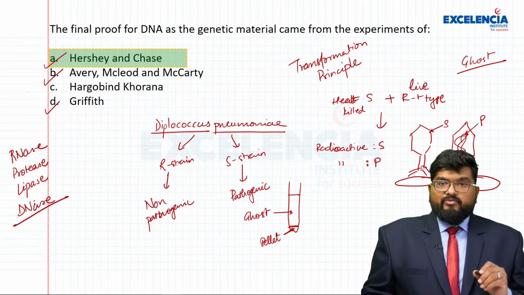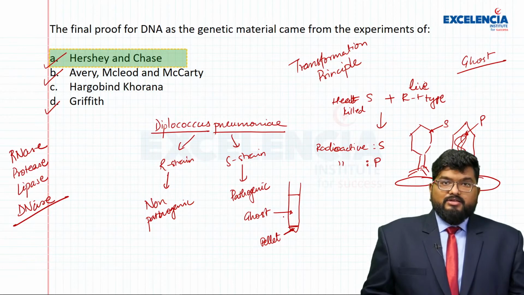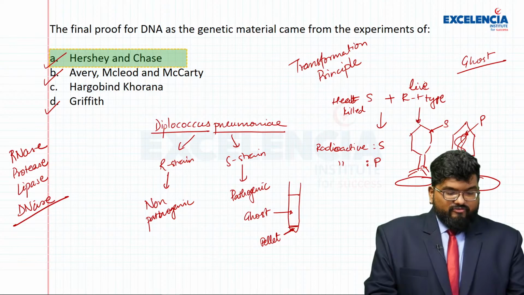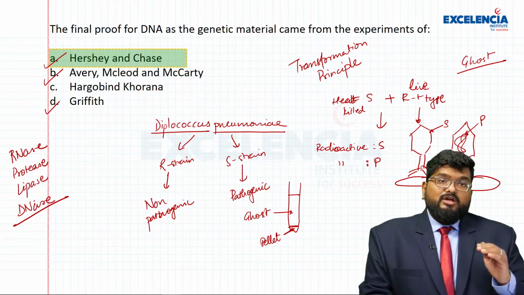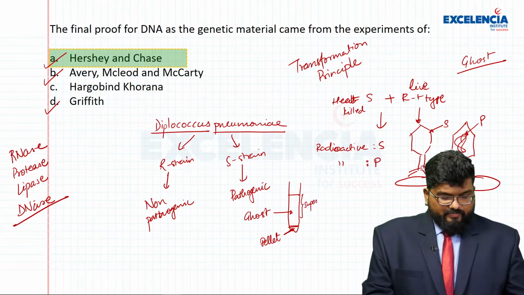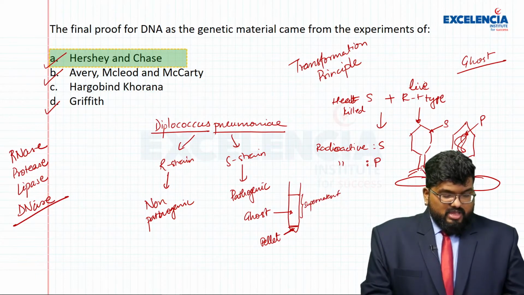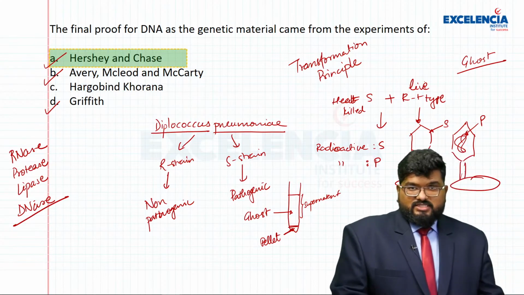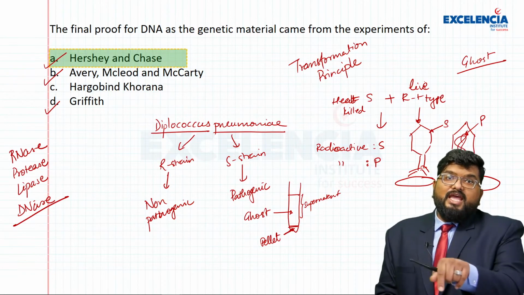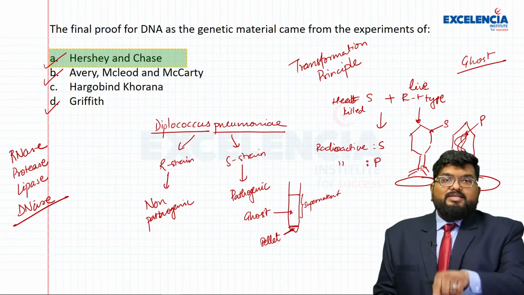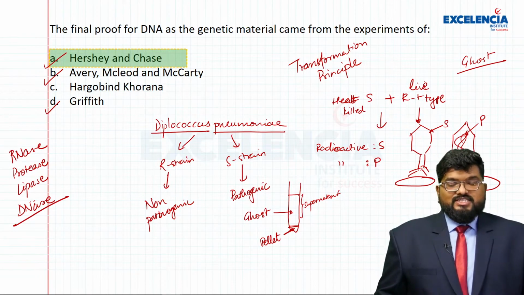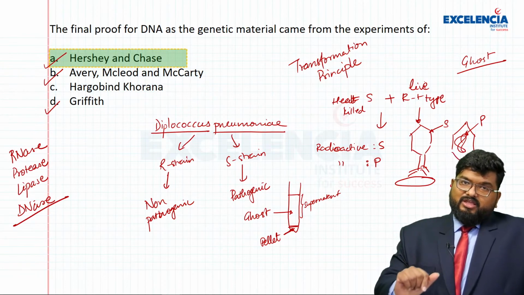Now what happened is, when the centrifugate was studied with the sulfur bacteriophage, the radioactivity was found in the supernatant, the liquid. And with phosphorus, radioactivity was seen in the pellet. That means the DNA had entered the cells, and that is the reason the radioactivity was in the pellet. And that is how Hershey and Chase established that DNA is the genetic material.